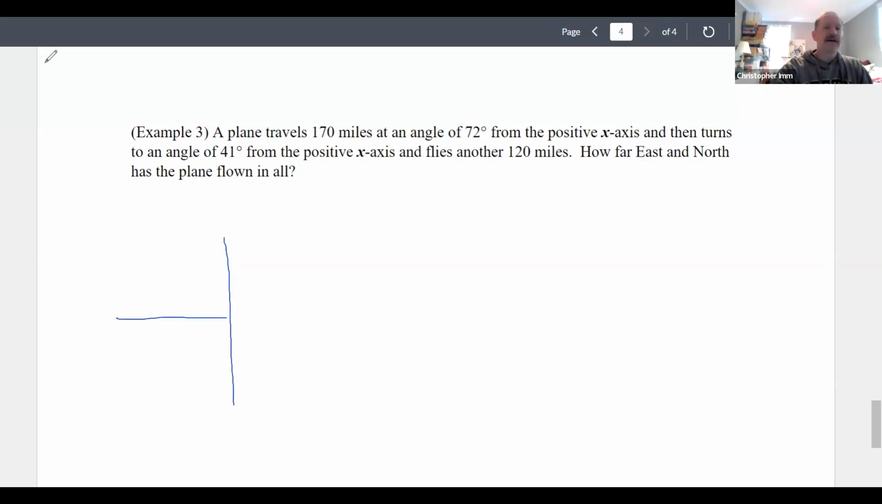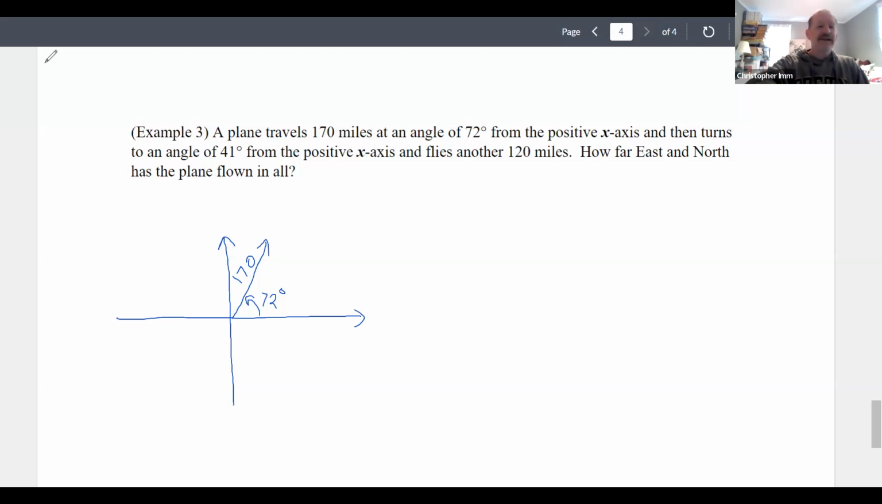So we'll start out here with a nice picture. It says a plane travels 170 miles at an angle of 72 degrees. So that's going to look like this, roughly. Here's my 72 degrees, and my magnitude is 170 miles. Okay, then it turns to an angle of 41 degrees from the positive x-axis and flies another 120 miles. How far east and north has the plane flown in all?